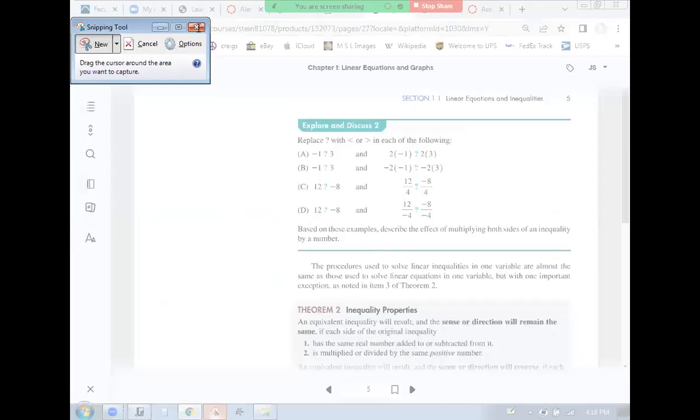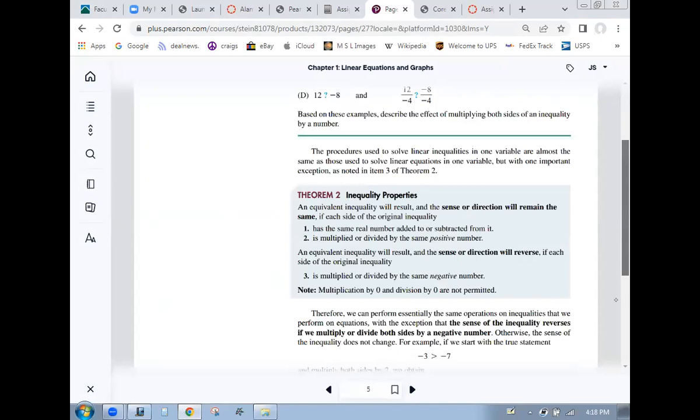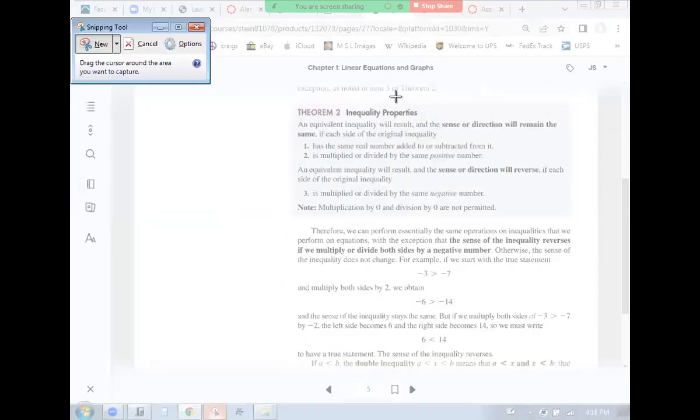We don't need to explore and discuss. I think it's pretty easy. Let's get our theorem here.